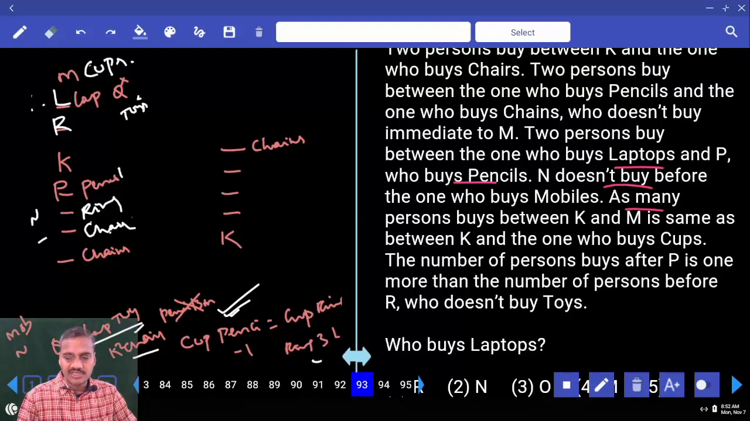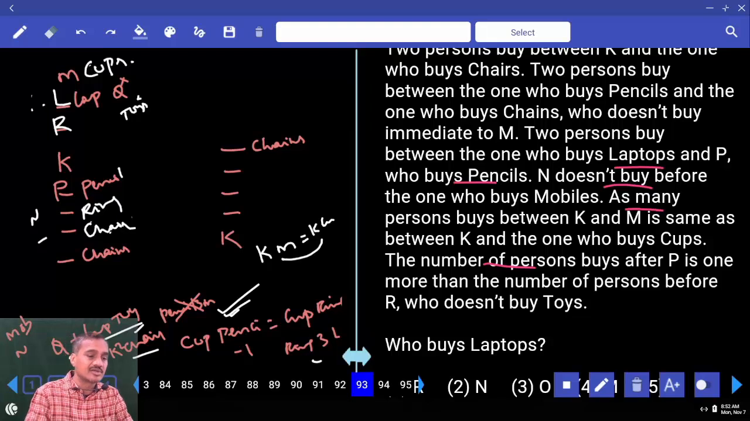And as many between K and M same as K and cups. K ki M ki మధ్యలో 2 persons, K and cups మధ్యలో 2 persons, isn't it? K and M, K and cups. And number of persons between K and M same as K and the one who buys cups. And this K must be in between M and cups. అవునా కదా? Hence where should this K must be exactly in between M and cups రావాలి.